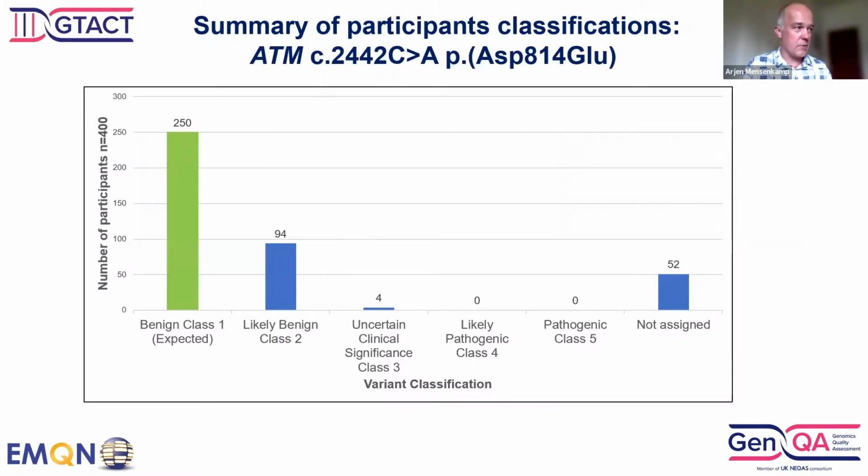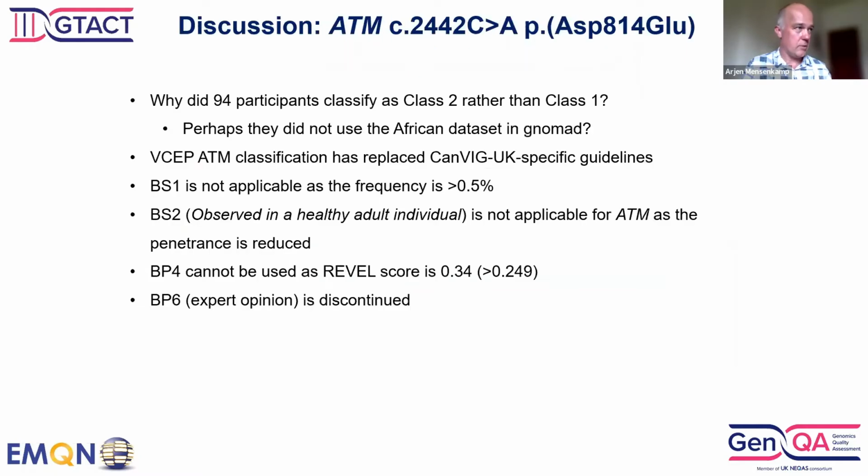You, our participants, agree with the class 1 classification for the majority, but still almost 100 participants chose class 2, likely benign. Of course, both will have a similar outcome in the reporting. So next slide, I would like to give some explanations.